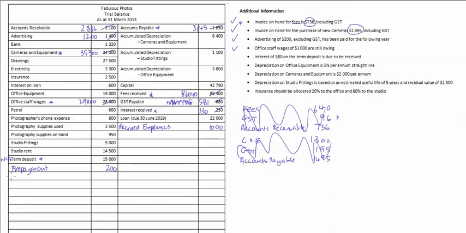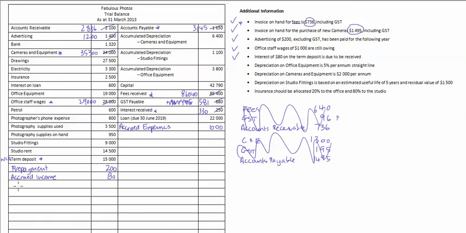And then we have what we call accrued income. That's income that we've earned, but we haven't received it yet. So it's accrued income, $80. Okay, so there's that one done.